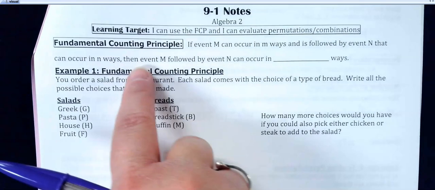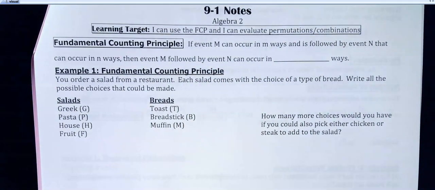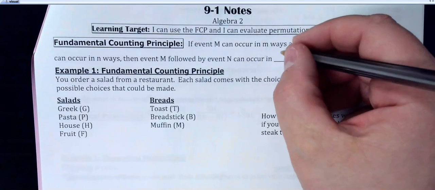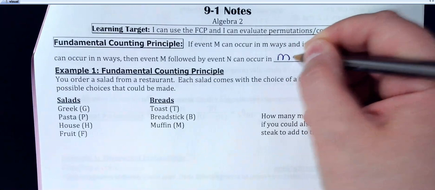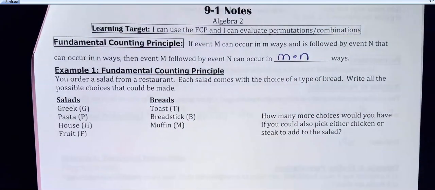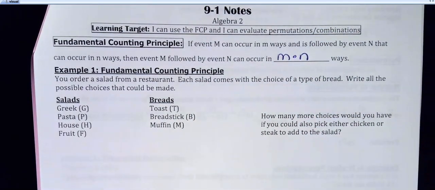If these 2 events follow each other, the number of ways you could put them together would be to multiply the 2 numbers together. So I would have M times N. I just explained that horribly, but we're going to do an example that hopefully will make it make sense. So I'm going to have us write these out. So this says in example 1, okay?